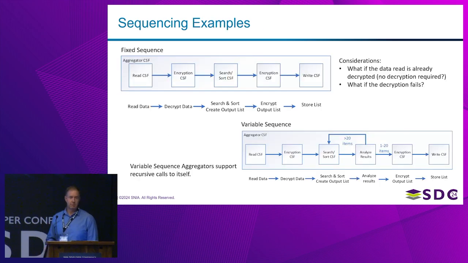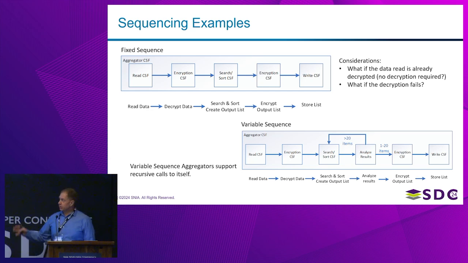All right, so let's look at a couple of examples. On the upper left, I've got an example of a fixed sequence. We've got a read CSF, an encryption CSF, a search/sort CSF, the encryption CSF again, and then a write CSF. Basically what we want to do is read data, decrypt it, search and sort through that decrypted data and generate an output list, encrypt the output list, and write it back to the media. Just an example, right? You may want to do something similar. That's definitely a fixed sequence and is going to happen in that order and theoretically would run to completion.